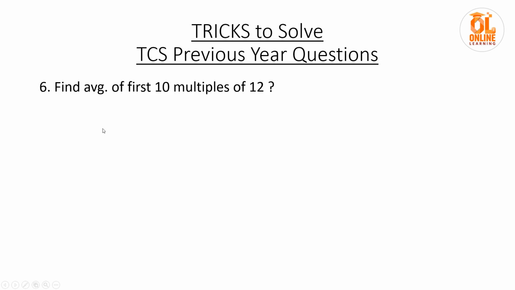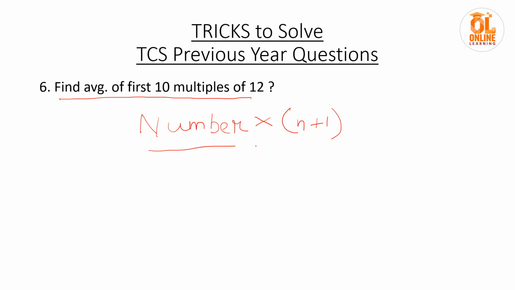Now it is given, find the average of the first 10 multiples of 12. There is one more formula here. So what is the formula? The formula is number into n plus 1 by 2. What is n? The number of numbers. So just apply the formula.